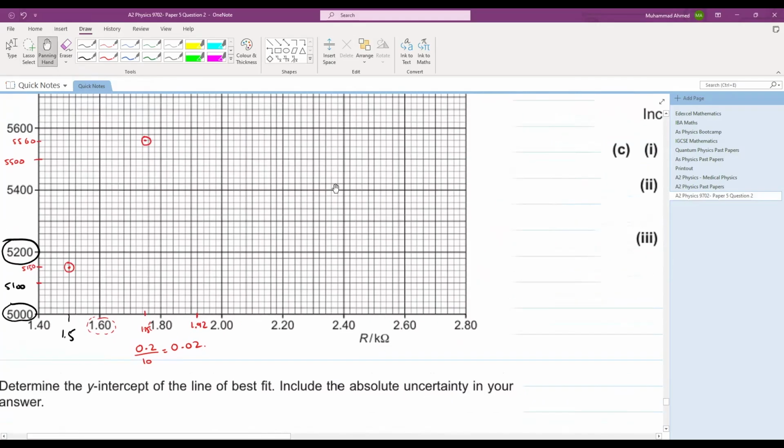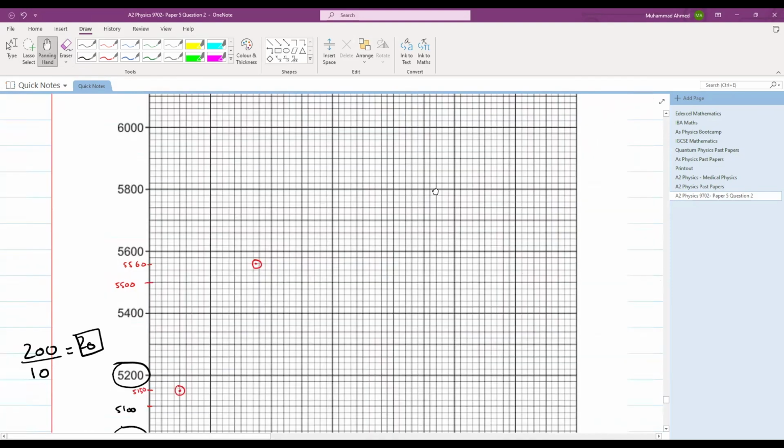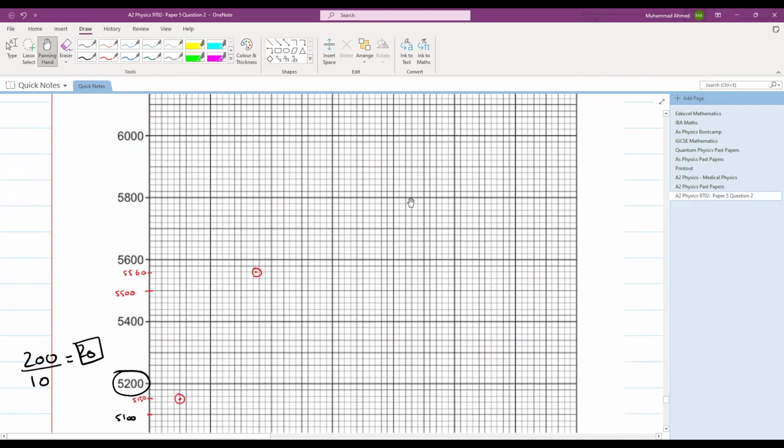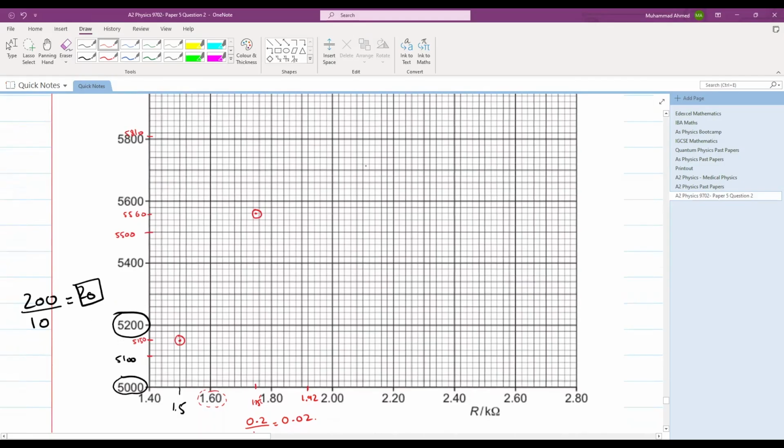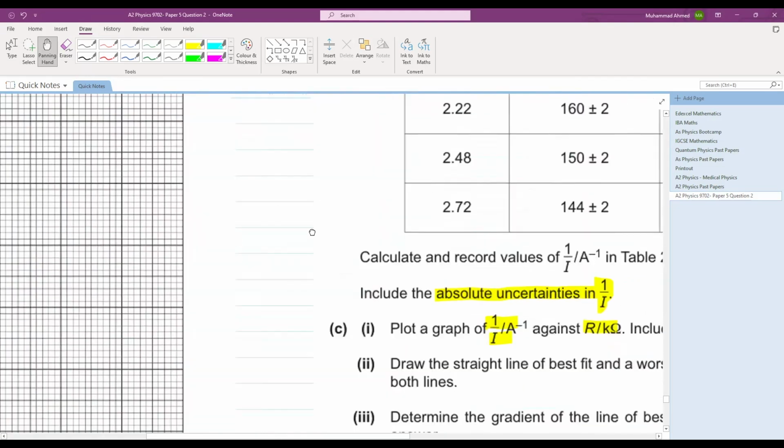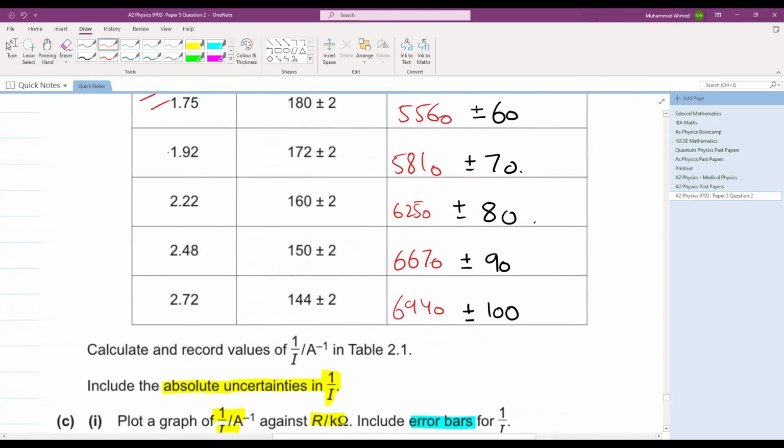What is to be plotted on the y-axis? 5810. Perfect. So 5810 will be somewhere here. And your 1.92 is here. I guess I'm correct. Yeah. So let's mark it here, somewhere here. The most important thing in graphs is to plot the points correctly. If you have plotted the points correctly, half of your work is done. Now let's see the fourth point.